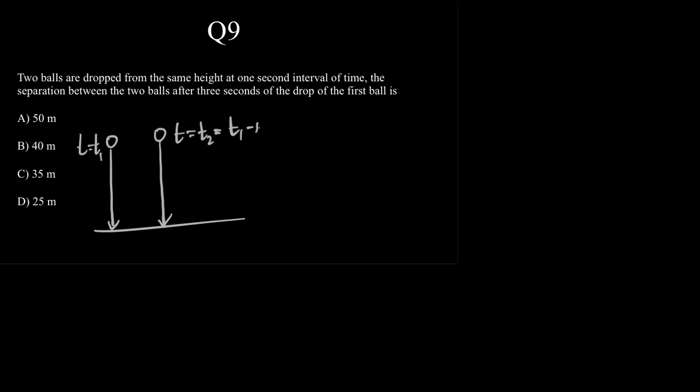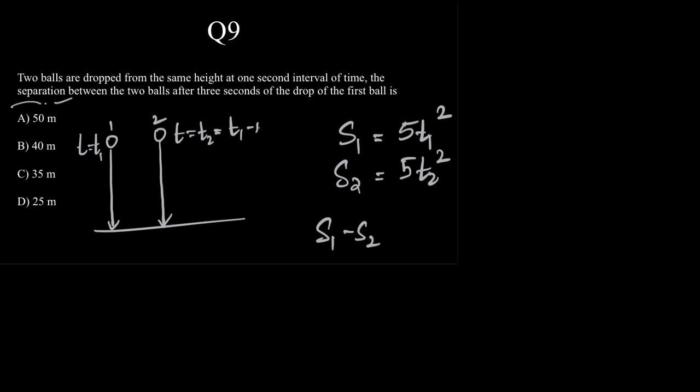Now, the separation between the balls. So again, what's been asked is displacement. So let us write the equation. What would be S1? S1 would be 5 t1 square. What would be S2? I consider this as ball 1 and ball 2. So S2 would be 5 t2 square. Now, what is S1 minus S2? S1 minus S2 is 5 t1 square minus 5 t2 square.